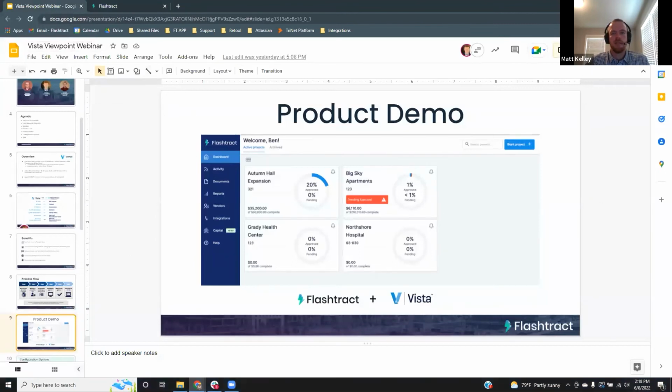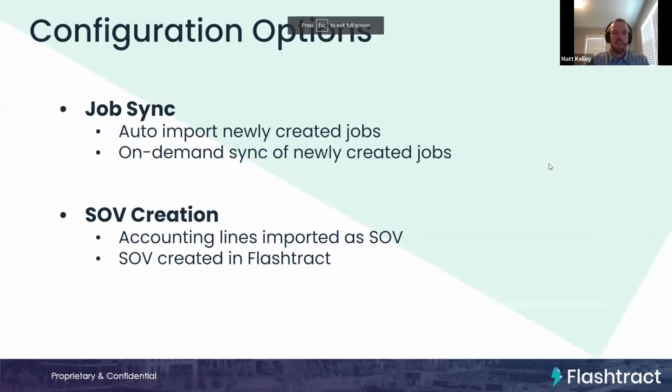So going back to the slide deck. For those different configuration options, for the job sync, I've touched on this already, but you can have an auto import of newly created jobs. And this really creates the integration process completely hands-off and seamless. As new jobs are created inside of Vista, those will just get brought over into Flashtract. And then you also could choose to have an on-demand sync where you really just pick and choose which projects that you want to bring over into Flashtract.